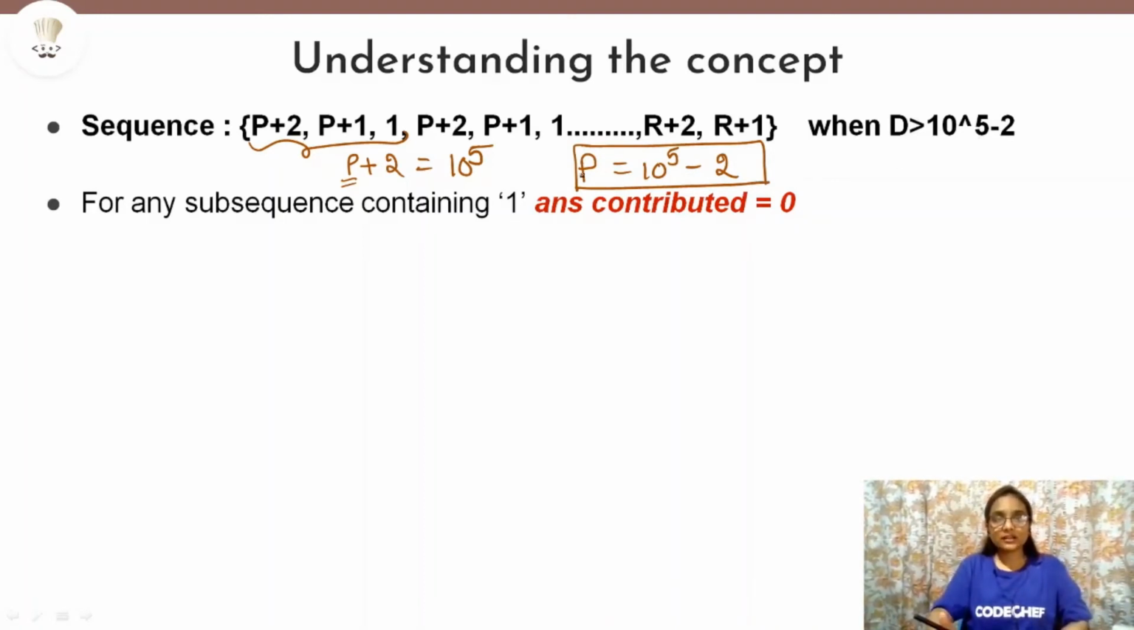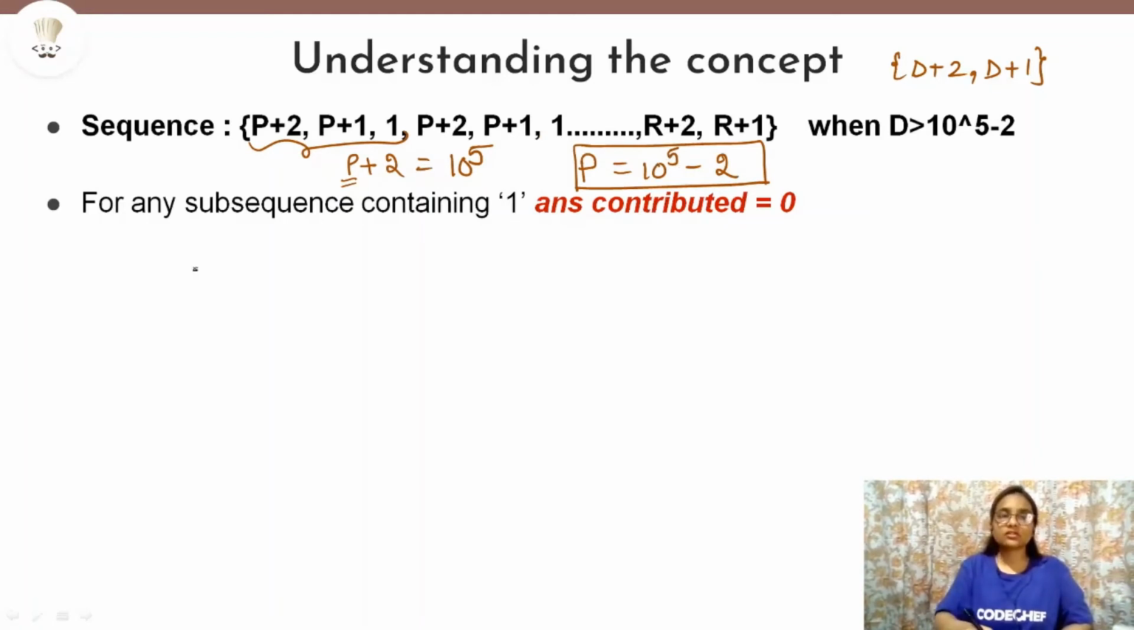Why are we discussing this part of the problem? Because d can also be greater than 10 to the power 5 minus 2. Up till 10 to the power 5 minus 2, there was no problem. We could just have taken our sequence as d plus 2 comma d plus 1. But now we need to change our sequence a little bit. The only change that has to be done is that it has to be a repetition of these particular segments p plus 2, p plus 1 and 1, and this will keep on contributing 10 to the power 5 minus 2.